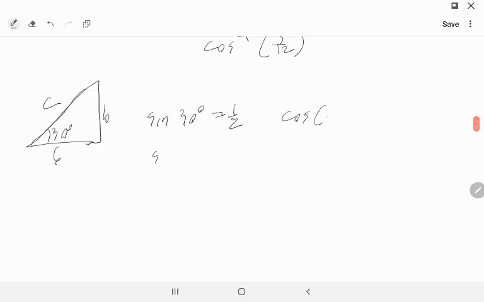We know cosine of 30. Actually, we'll skip that for the moment. We don't need that just yet. If we say sine of 30 is 1/2, actually, let's use cosine. That'll be better. Oops. Actually, we use cosine of 60.